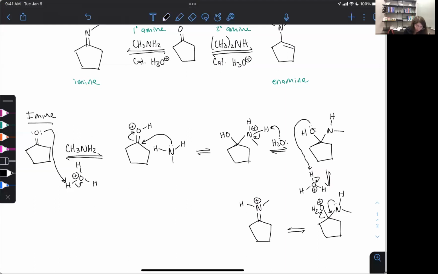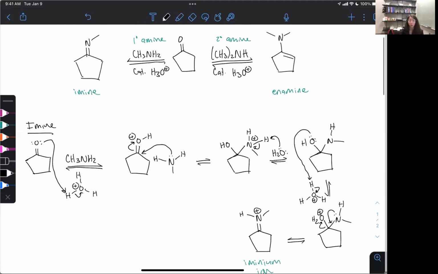And then we get to an iminium ion. Okay, so the iminium ion is an intermediate along the way here. Not our final product, as we can see from what we had up above. The only difference is that I need to have water deprotonate that nitrogen, just a simple acid-base reaction, and I get to my final imine product, okay?